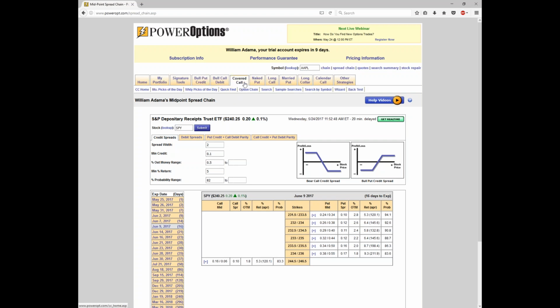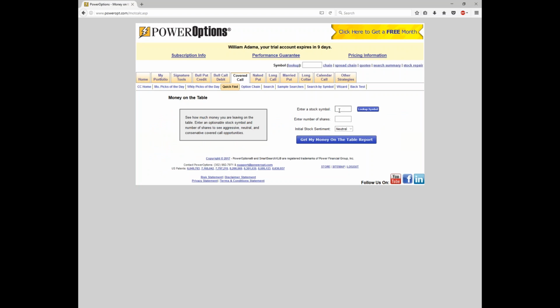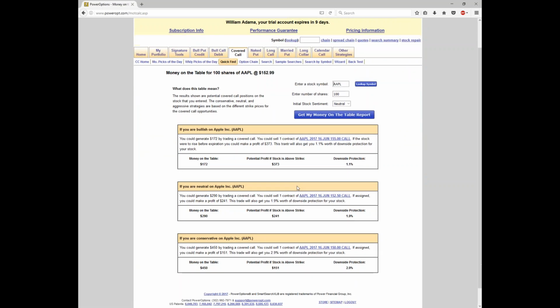All right, covered calls and naked puts, one stock at a time. There's a variety of different tools we have available for covered calls. The simplest of them just being what's called the quick find tool. So again, let's say we're neutral to bullish on Apple, want to try to generate maybe a 1% yield or some decent premium. The first tool I might look at is called the quick find tool. Very similar interface, simple, as we just saw with the search by symbol tool, but I can just plug in AAPL and put in how many number of shares you're planning on buying. I'll look at 100, and we'll just click the Get My Money on the Table report.